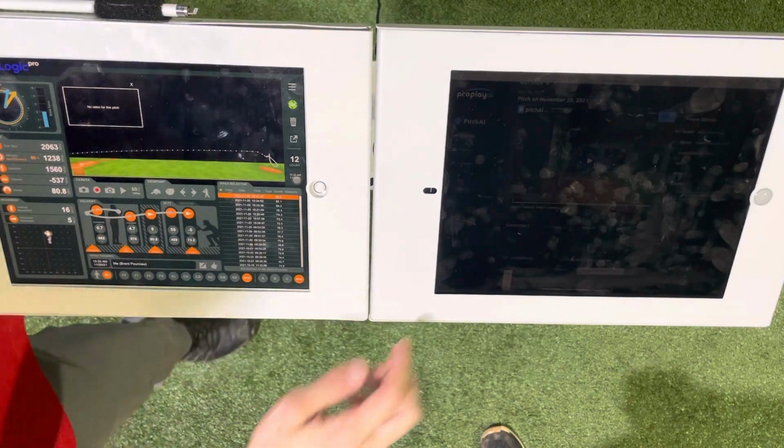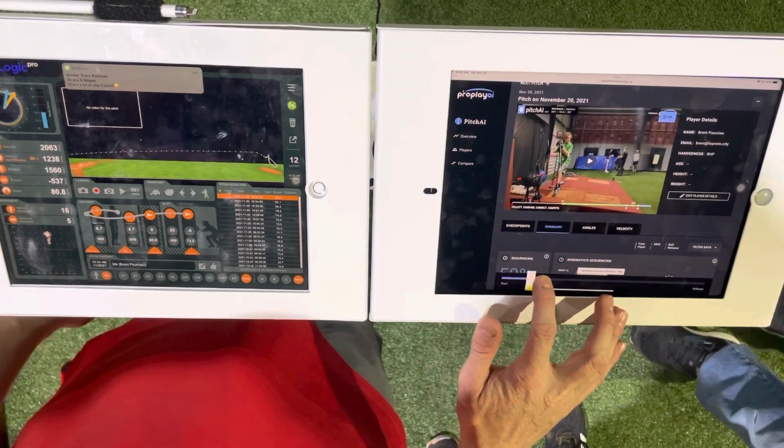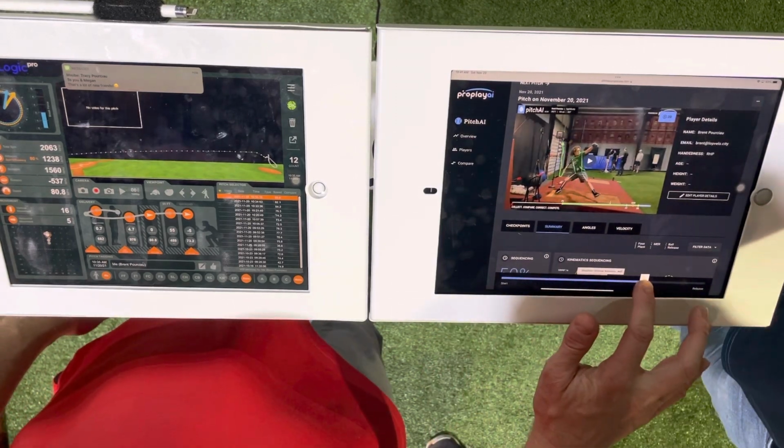Okay. All right, so let's walk through it. So coming out of leg lift. Okay. Can you see? Yeah.